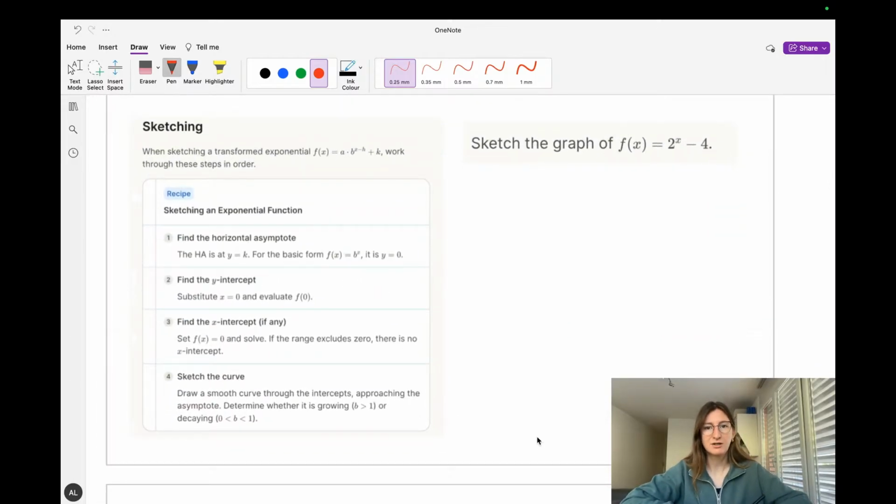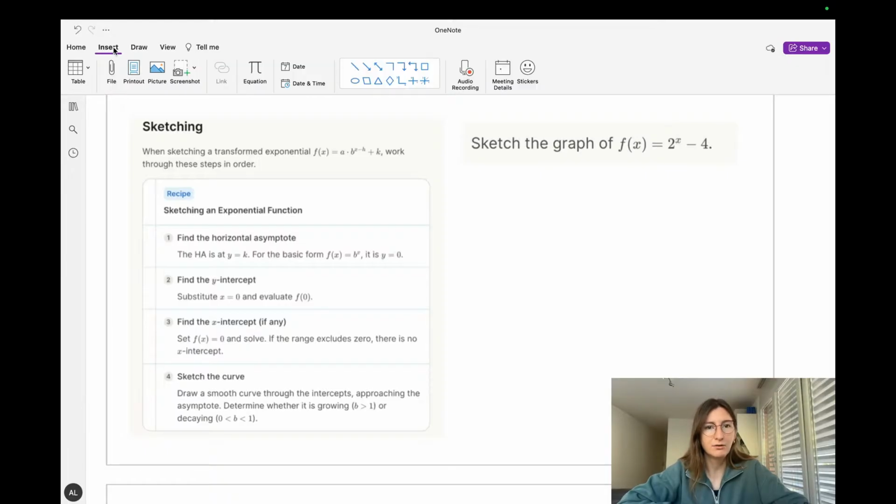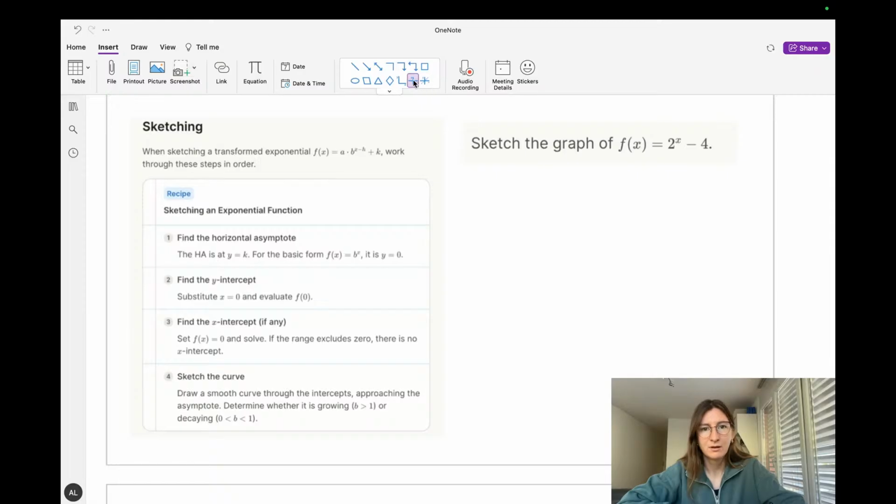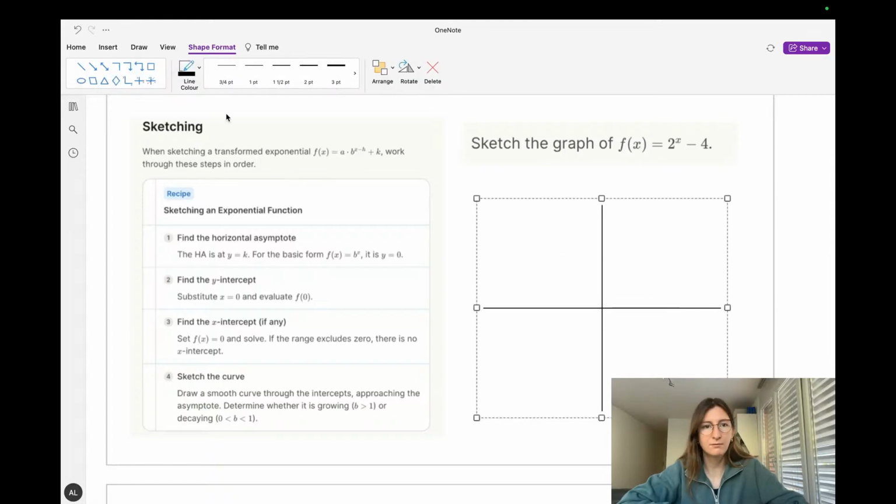So let's say we are sketching a graph. If you're AISL, you can just do this on your calculator and copy it. Let's see. Nope. Let's try that again. Let's do it in black. There we go.